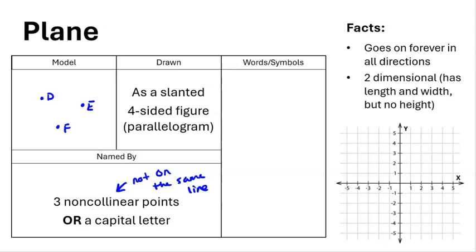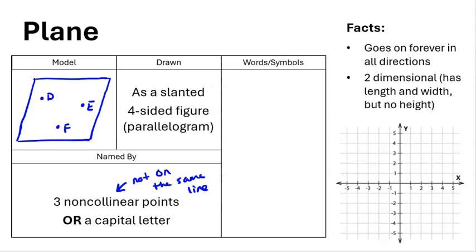And to model a generic plane, we use a 4-sided slanted figure, so we're going to use a parallelogram here. However, a plane just means a flat surface. So when we start getting into 3D images, say a pyramid, that flat surface is no longer going to be shown as a parallelogram. It could be a triangle, it could be a square, it could be a rectangle shaped flat surface. So you're not always going to see it quite like this.